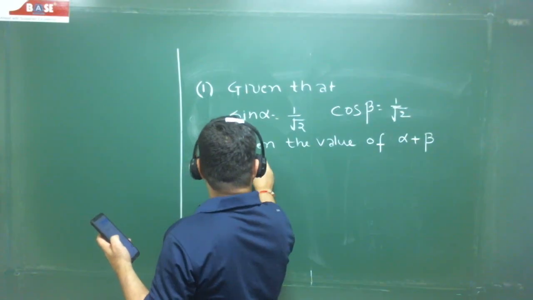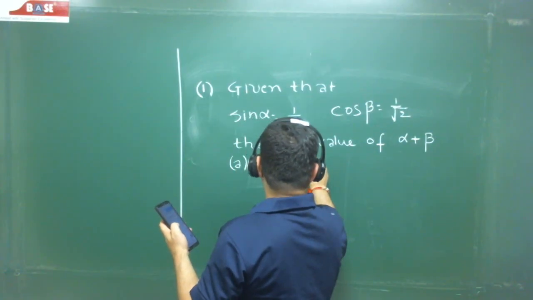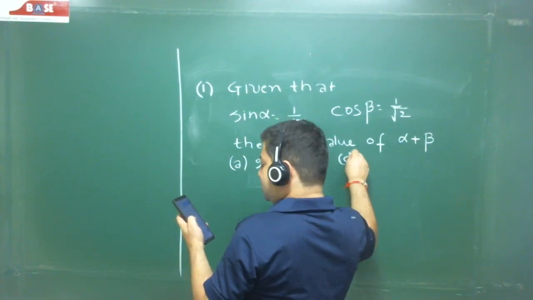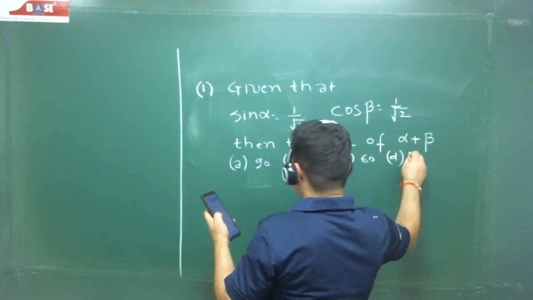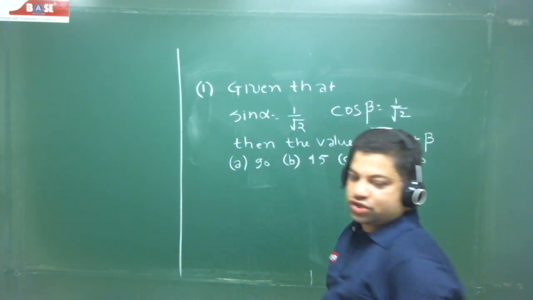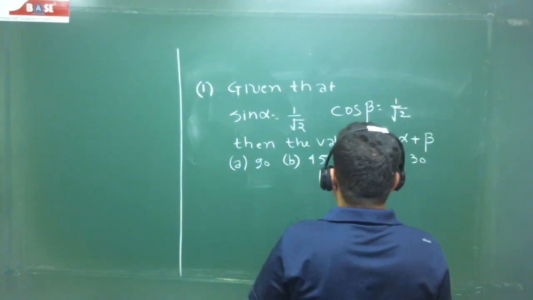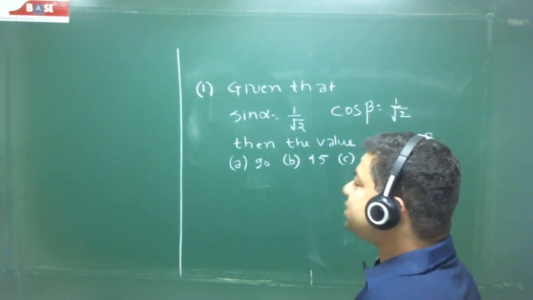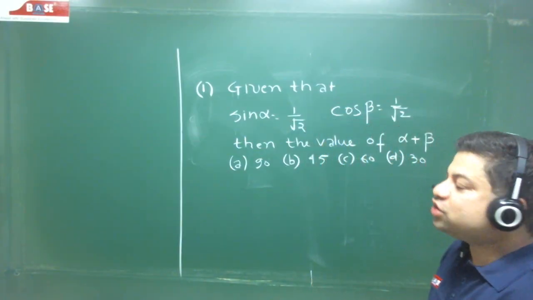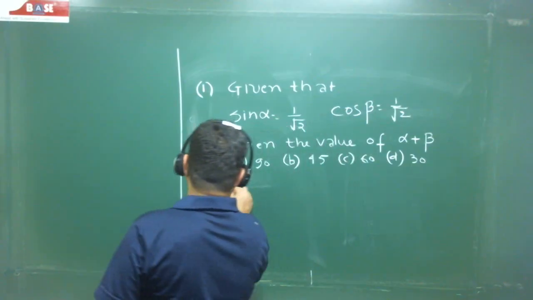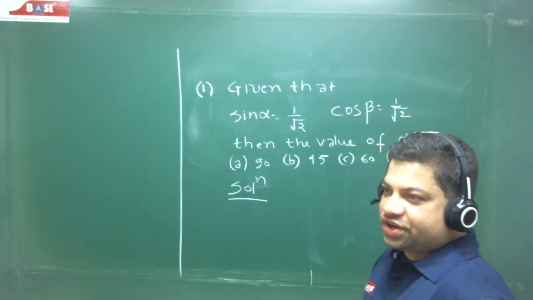Options are: A, 90 degree; B, 45 degree; C, 60 degree; D, 30 degree. This type of question we generally call a single choice question. Single choice question means we are supposed to solve and mark the option. Now see, the solution. If you want, you can try by yourself.